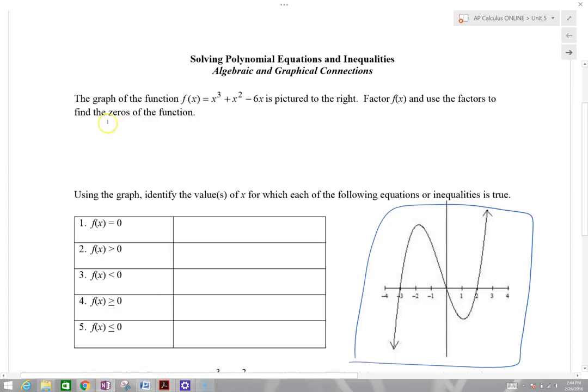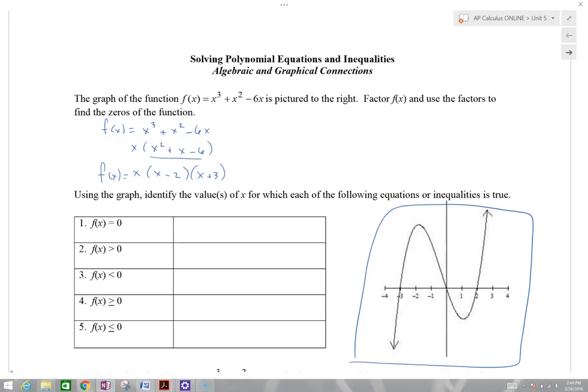Alright, so looking at f of x, we have x cubed plus x squared minus 6x. There's an x in every one of those, so we can factor that out. And we can continue to factor what's inside the parentheses. You could use a box and diamond if you'd like. This is going to be x and x, two numbers that multiply to -6 and add to 1. That's going to need to be -2 and +3. So there is our function in factored form.